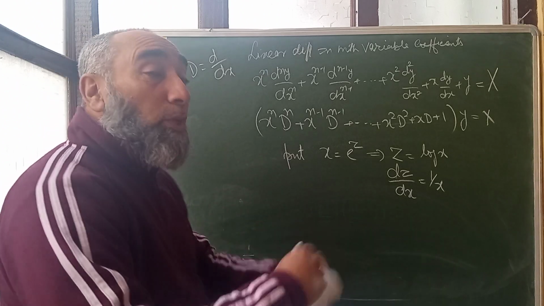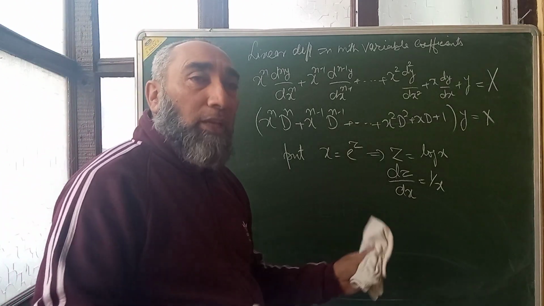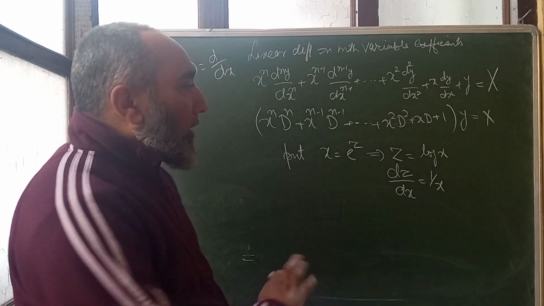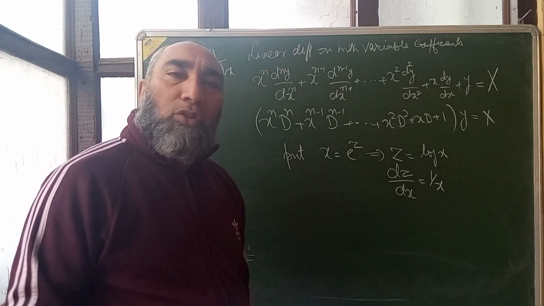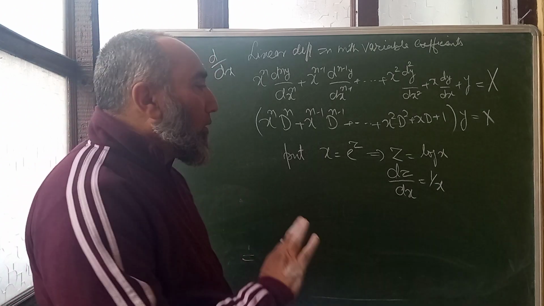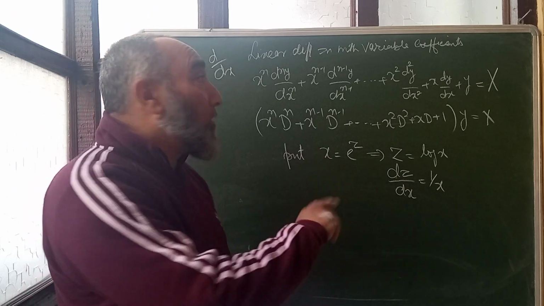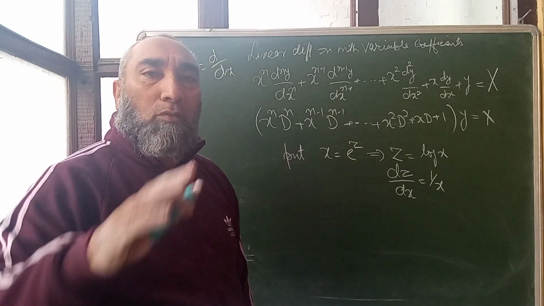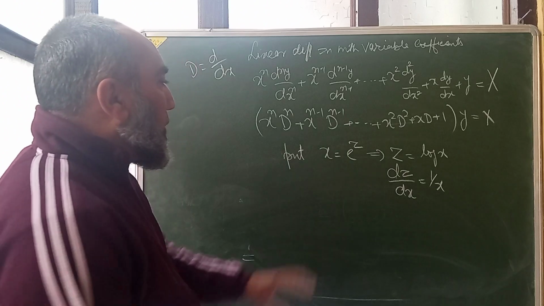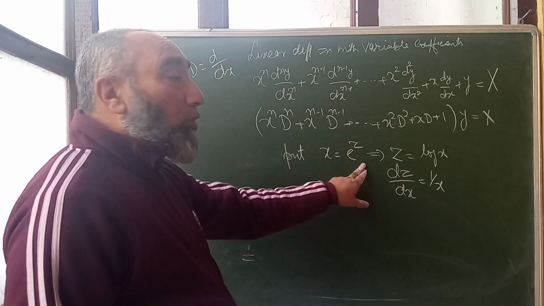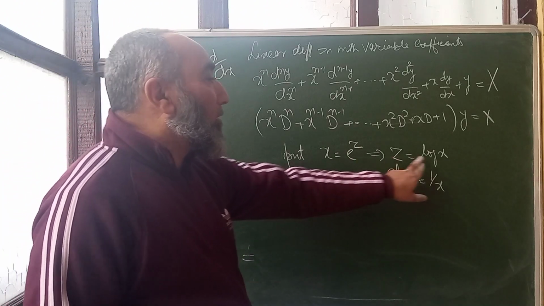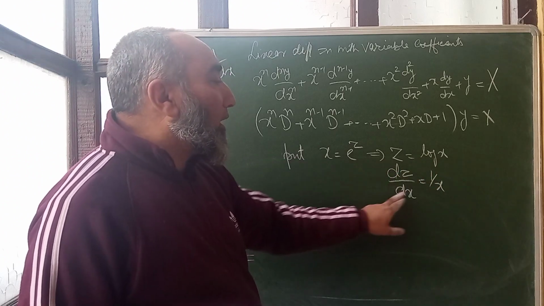Now, because I will be using d1 or d dash or dx or dy, whatever the case may be, you will see different notations in different books. So I will be using d1 over here instead of d. And what is d1, you will come to know. Now, I have put x equal to e to the power z. This gives us z equal to log x, which gives us dz by dx is 1 by x.